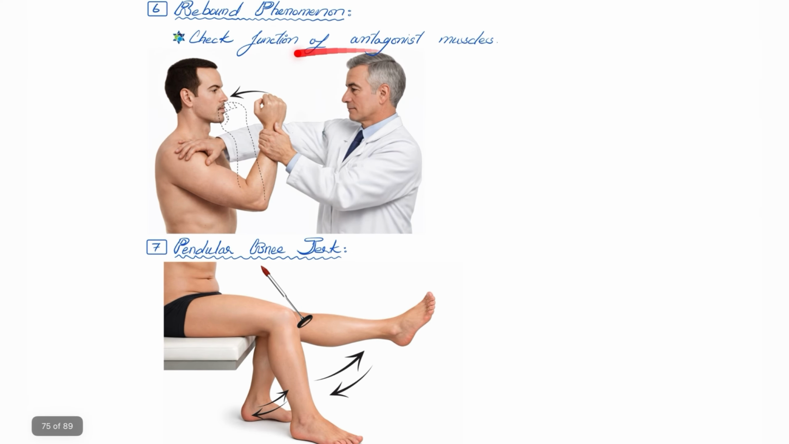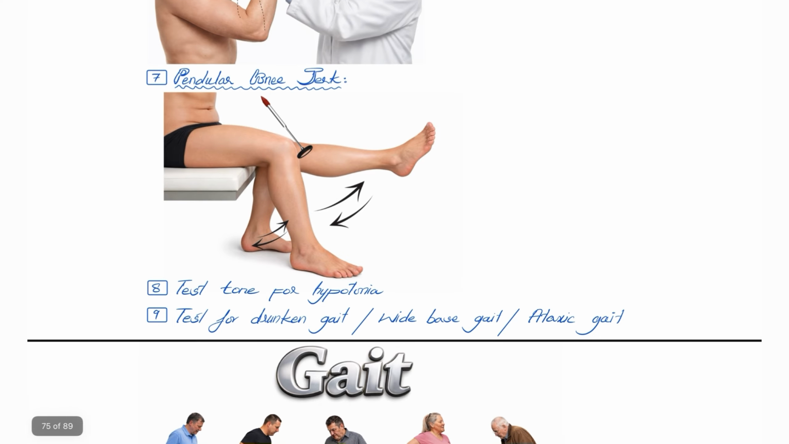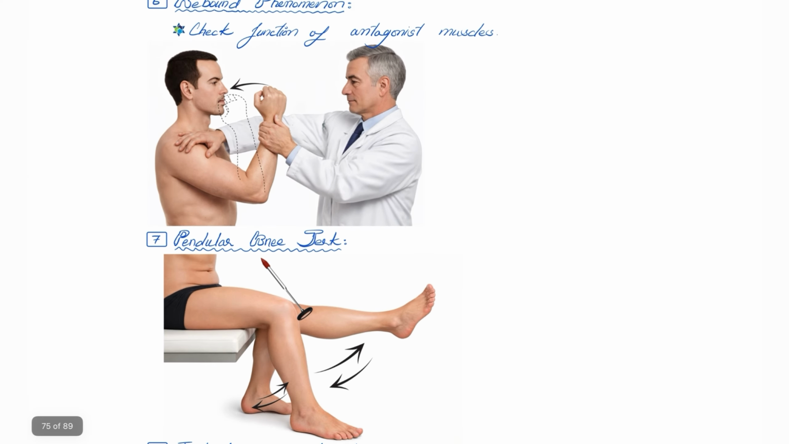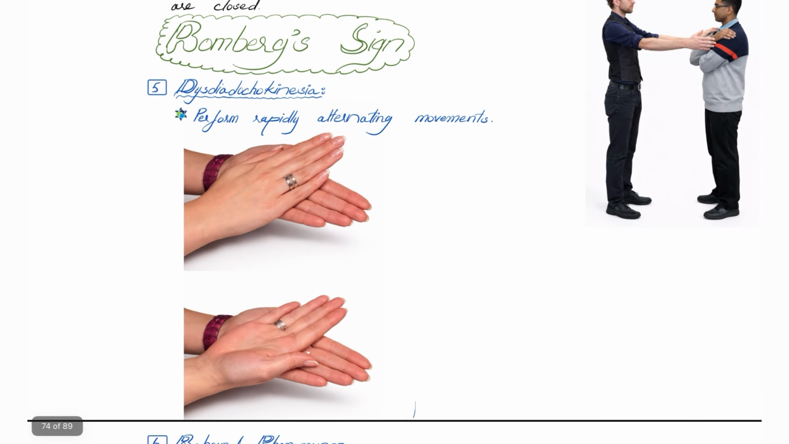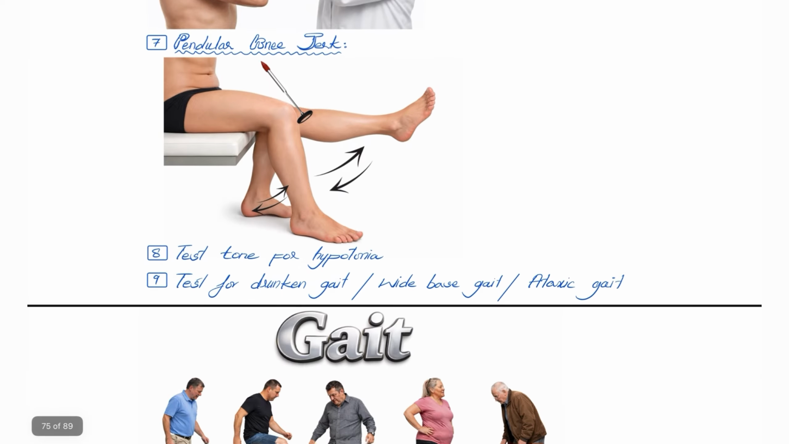Check for the function of antagonist muscles. The seventh one is the pendular knee jerk, and it is found when there is damage to the cerebellum. And then check the tone of the muscle. Normally, if the cerebellum is damaged, the muscle tone decreases. And then test for drunken gait, wide base gait, and ataxia. So for assessing the integrity of function of the cerebellum, you need to check nystagmus, scanning speech, intention tremors, coordination, dysdiadochokinesia, rebound phenomenon, and pendular knee jerk, as well as check the tone and gait of the patient.